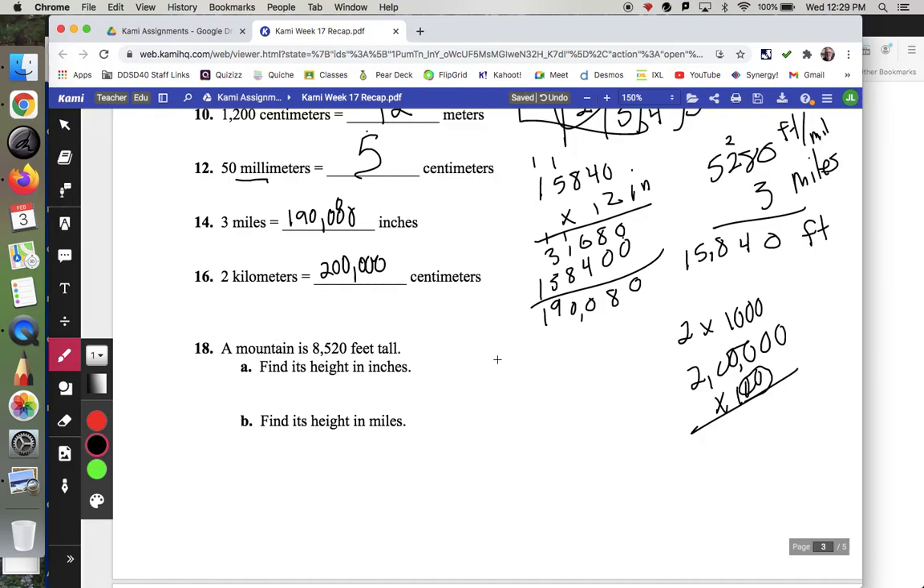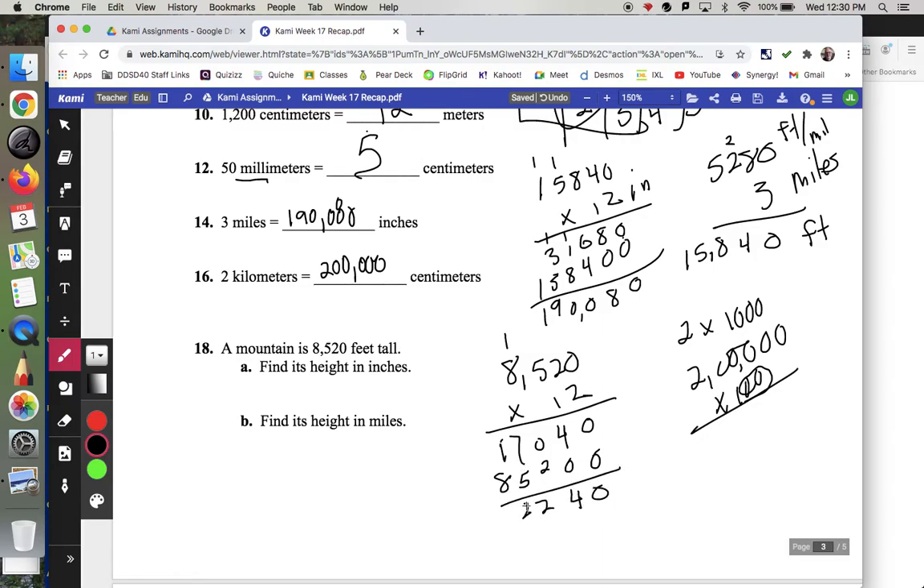And the height of the mountain is 8,520 feet tall. Find its height in inches. So we're going to do 8,520 times 12, because there's 12 inches in each foot. So that is going to be 102,240 inches.